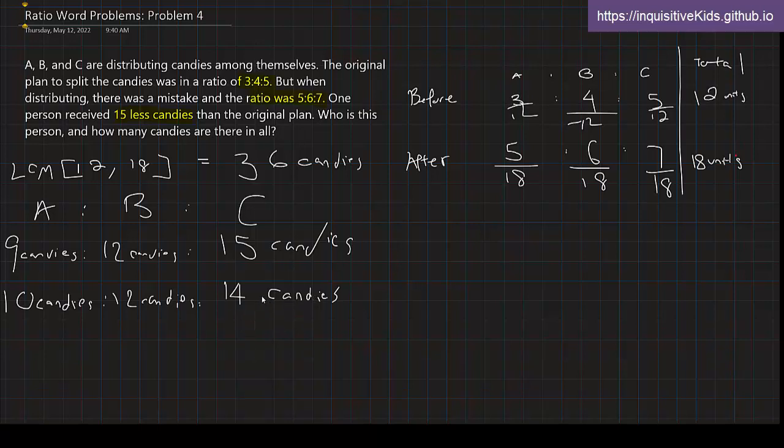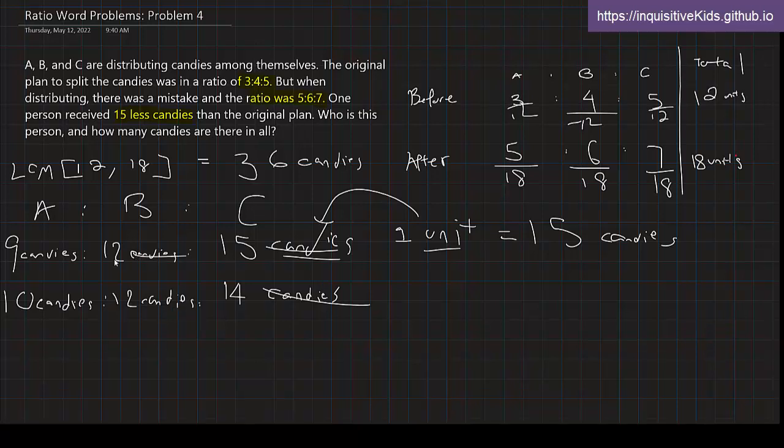So one unit right here, and this unit is talking about candies, by the way, this isn't the actual number of candies, this is just a unit we thought of. One unit is equal to 15 candies. I'm crossing all these candies out because now we have a new candy. It's going to get confusing. So this is our new ratio, 9 to 12 to 15, and this is our other new ratio, 10 to 12 to 14. So one unit equals 15 candies.